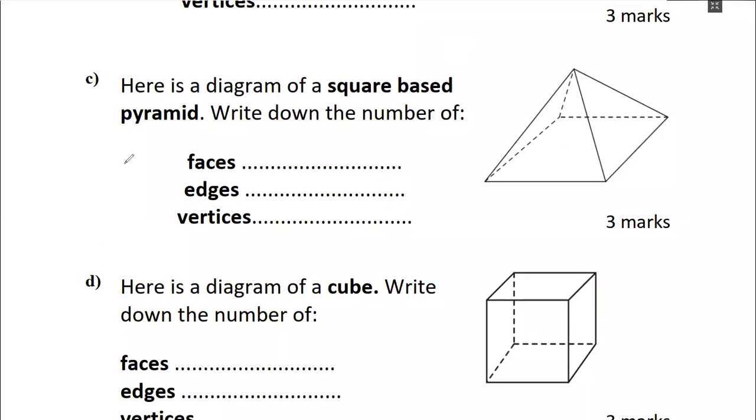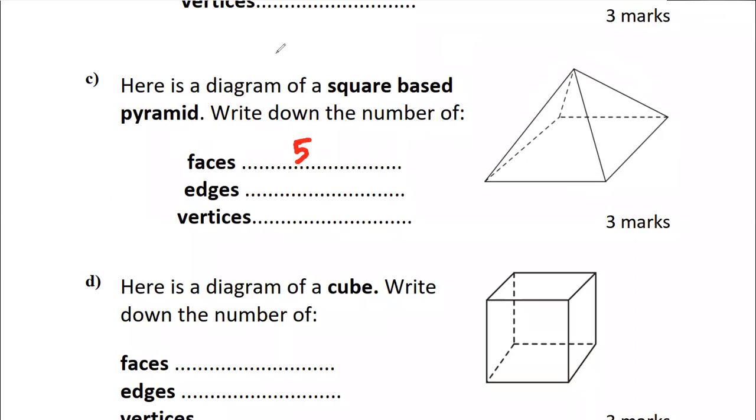Moving to part C of the question, it says, here is a diagram of a square-based pyramid. Write down the number of faces, edges, vertices. How many faces does the shape have? I can see there's a square base in the bottom, and I can also see 4 triangles. So 4 plus 1 will be 5. So it has 5 faces.